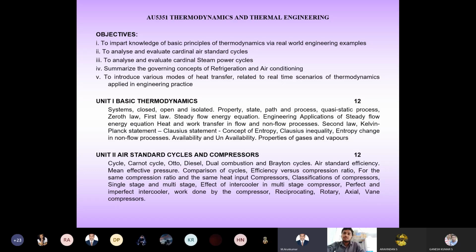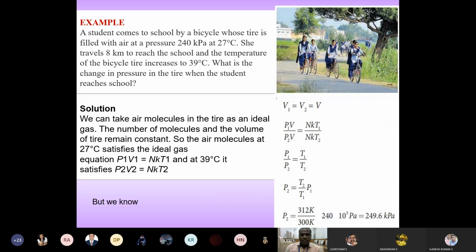State, right? So for an ideal gas, by using this equation of state, we can try to solve one problem in the next slide. That is, let's try to solve this example.